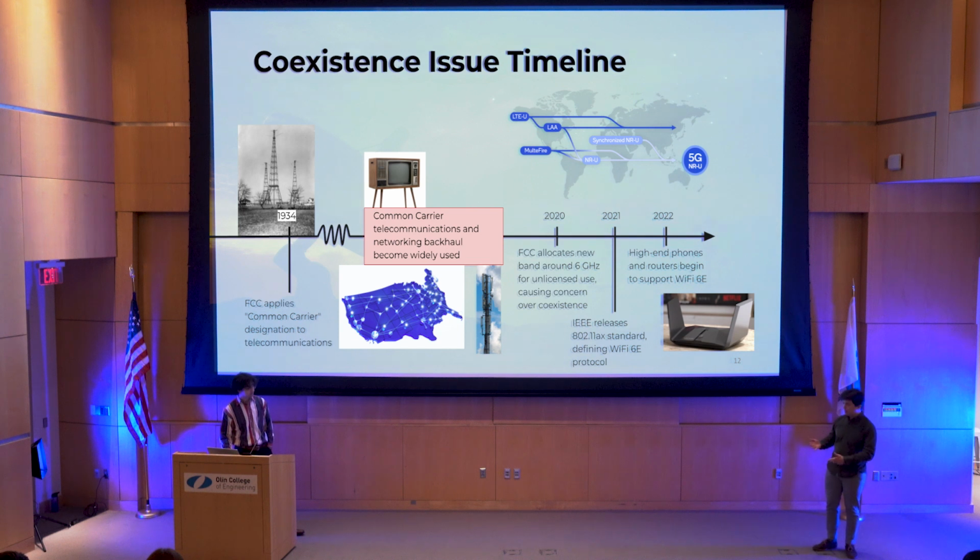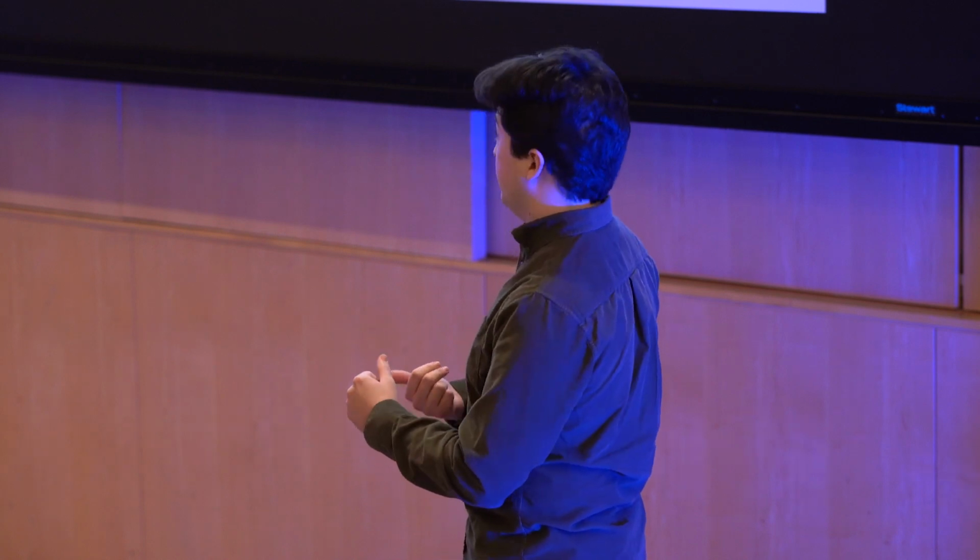So in terms of a brief timeline of this issue, in the early 20th century, the FCC applied the common carrier designation to telecommunications industries, which sort of puts it under government protection and regulation. Next, in the latter half of the 20th century and the beginning of the 21st century, there's sort of this timeline soup as networking and telecommunications become much more widely used, between phone services, radio, television, and finally internet.